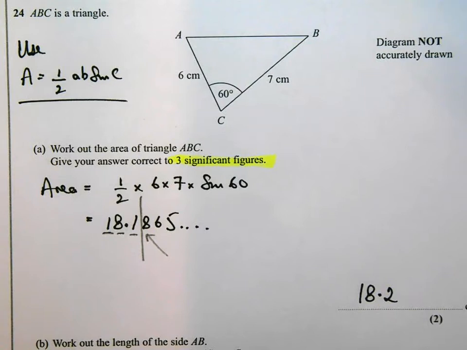Pretty straightforward question, and because the formula for this is in the formula booklet, the answer is easy to arrive at. You need to recognize that it's the area of a triangle where you're given the 2 sides and the angle between them, and once you do, you should be able to get full marks in this. This is an easy question. Part B, we're going to look at that next.